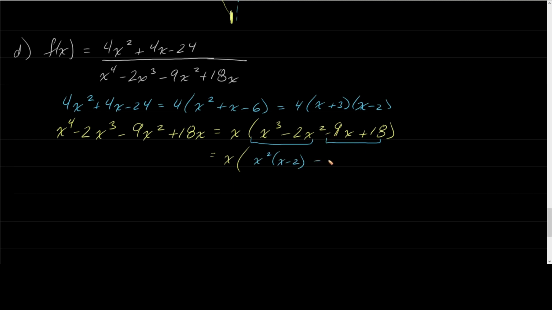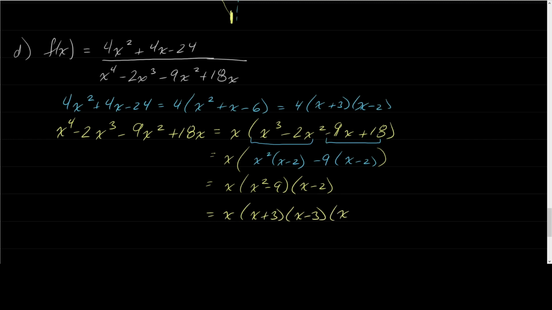From the second two, I can take out a negative 9, and I'm left with x minus 2. Right? At that point, I can say this becomes x times (x squared minus 9) times (x minus 2). But that x squared minus 9 can actually be factored even more. So I have x times (x plus 3) times (x minus 3), and then times (x minus 2).